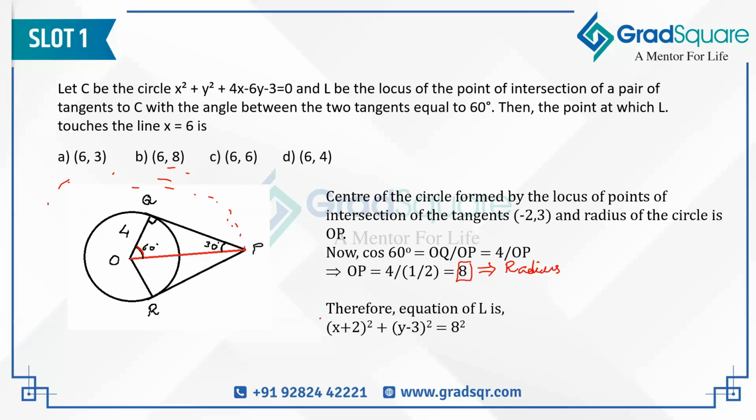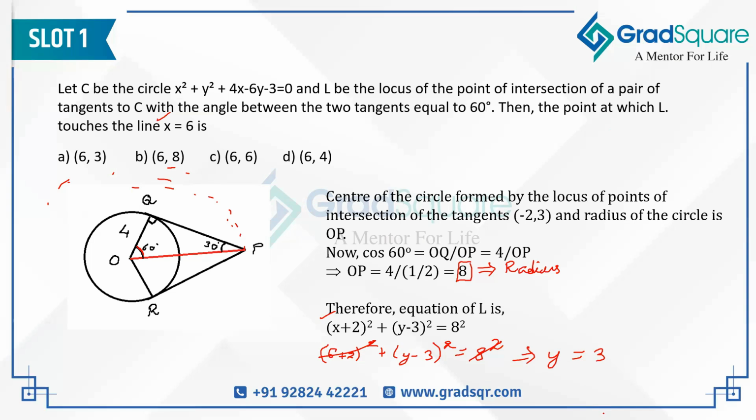Now, if we solve this equation and the equation x is equal to 6, we will find their point of intersection. Solving these two equations is very easy because all I need to do is substitute x as 6. So if in this equation I substitute the value of x as 6, I will get 6 plus 2 the whole square plus y minus 3 the whole square is equal to 8 square. Now 6 plus 2 the whole square is 8 square, which will get cancelled. So from here, I will get the value of y as 3.